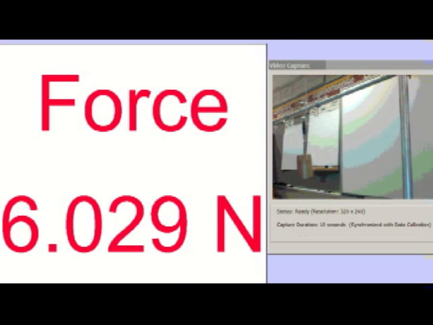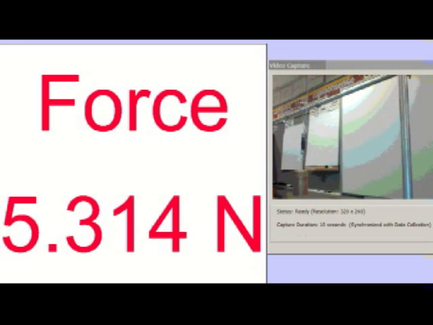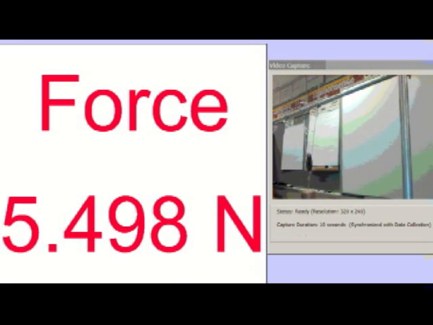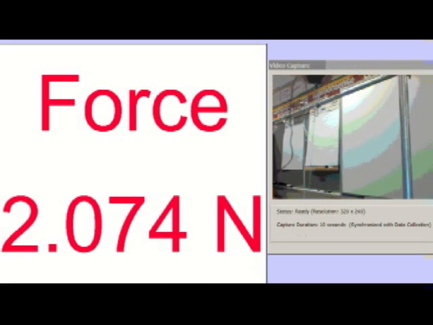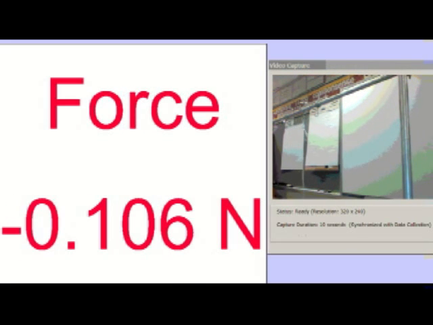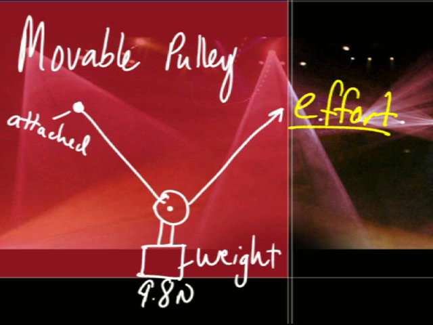This is showing a movable pulley. As we've seen in the movable pulley, the effort needed in order to move an object is quite different. So as we saw in the example, it's going to be easier to lift a 9.8 newton mass with a movable pulley.